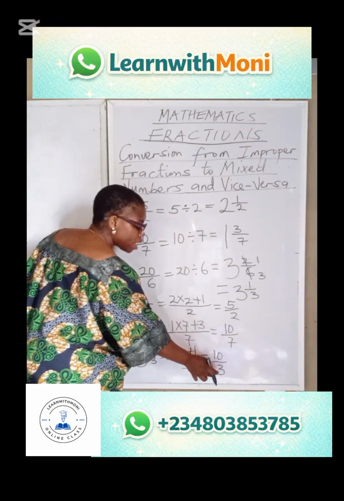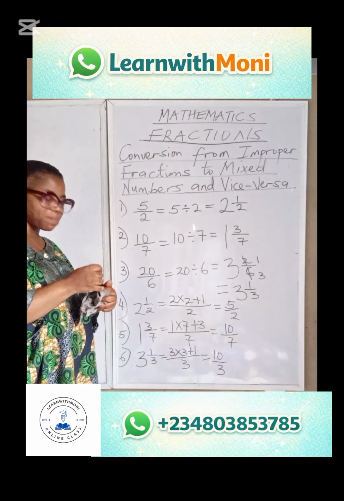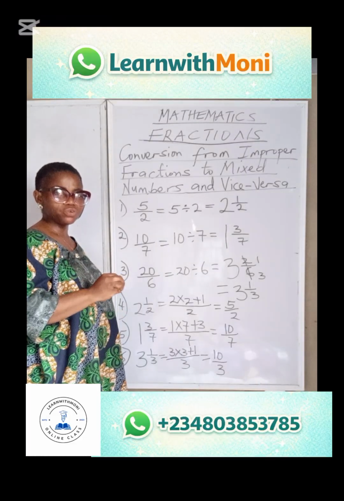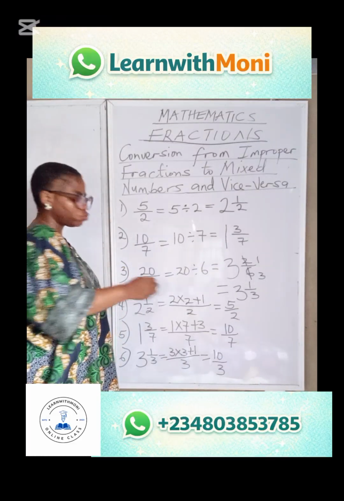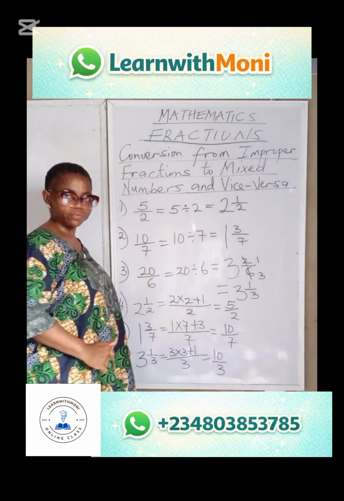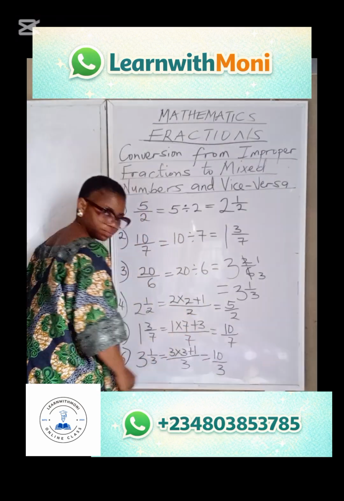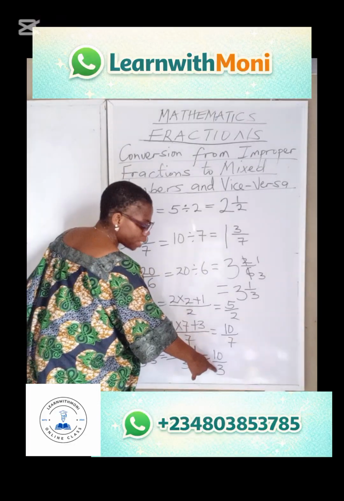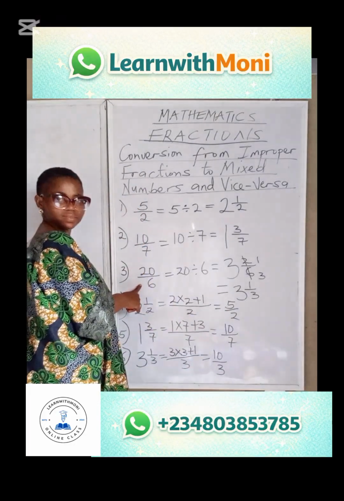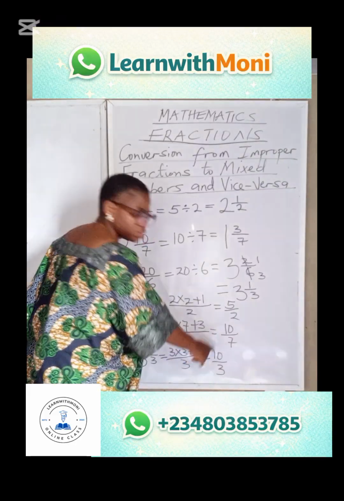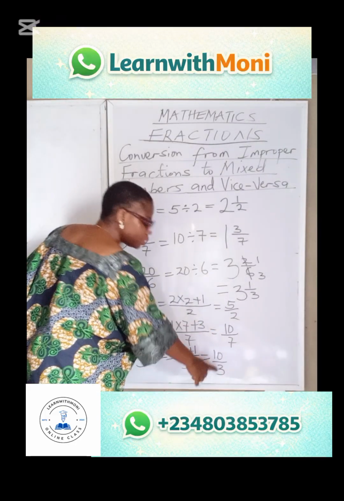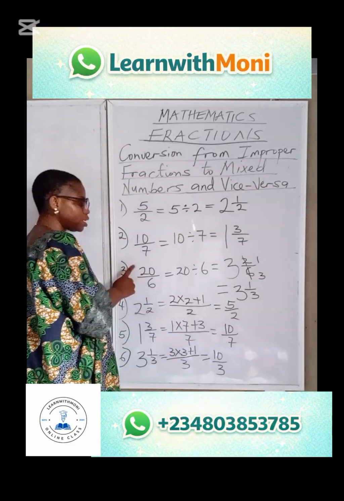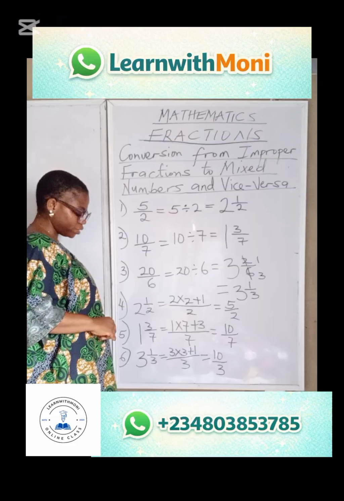When you have a particular fraction and you multiply the top and the bottom by the same number, that gives you a fraction equivalent to the original fraction you have. Like I have 10 over 3. When I multiply 10 by 2, I get 20. When I multiply 3 by the same 2, I get 6. Since I am doing the same thing to the numerator and the denominator, it means 10 over 3 is actually equals to 20 over 6.